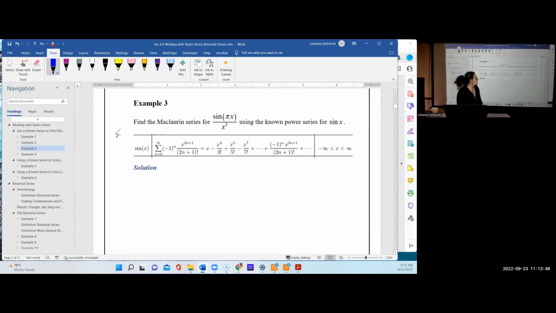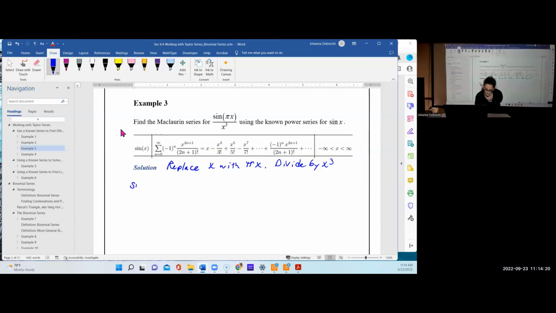Now let's take a look at the next example, which is to find a Maclaurin series for the sine of pi x divided by x cubed. So again, we want to use the known Maclaurin series for sine x, which I've reproduced for you here. We want to replace x with pi x. So that's going to be our first step. Replace x with pi x. And then we're going to divide by x cubed. All right, so that's our plan of attack.